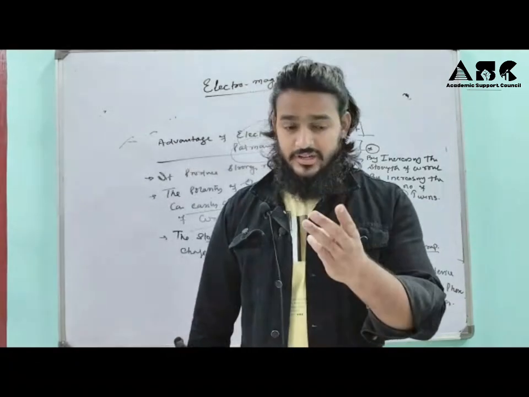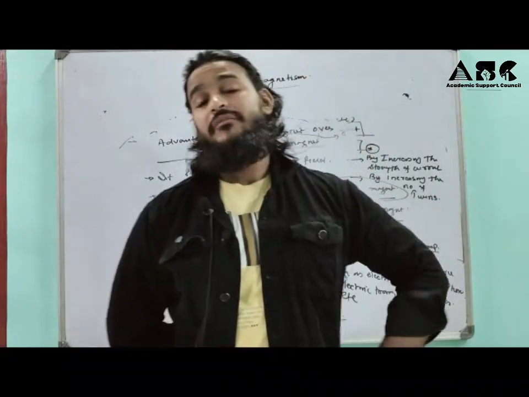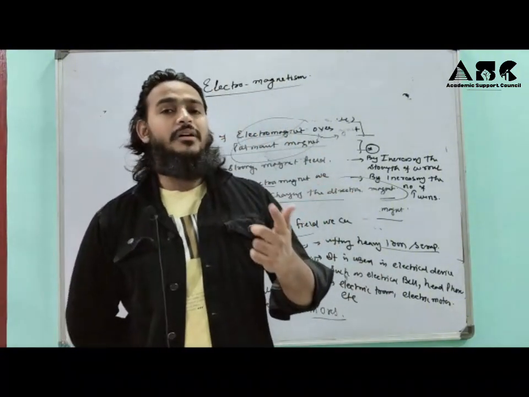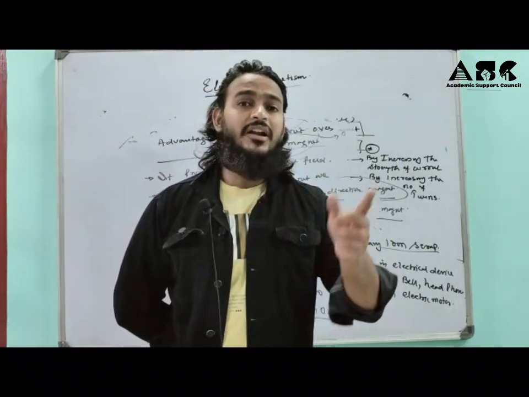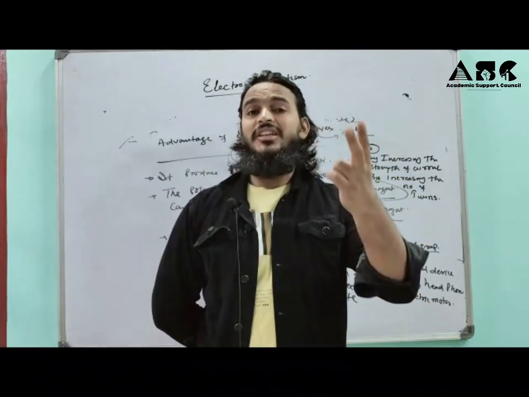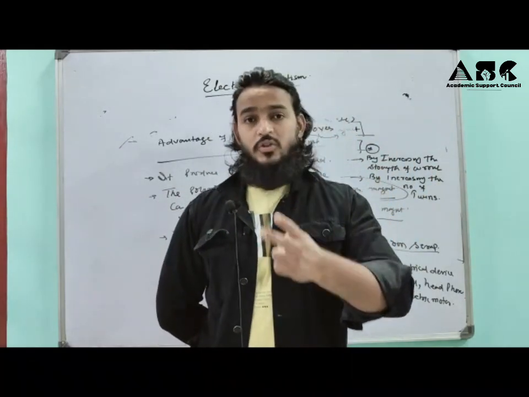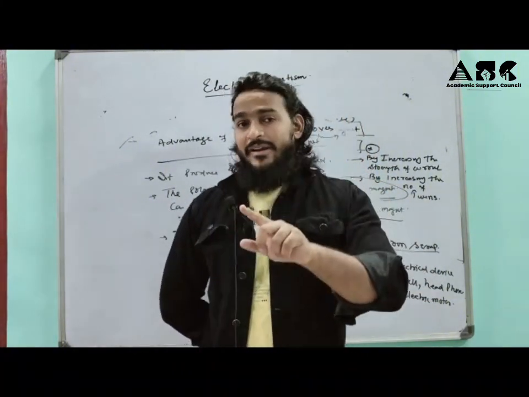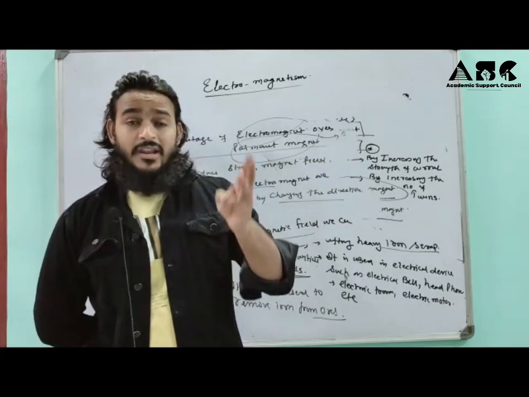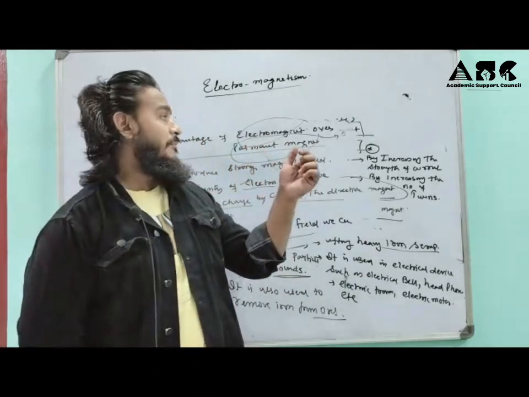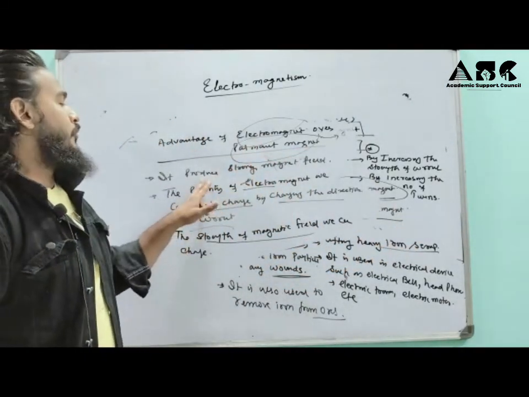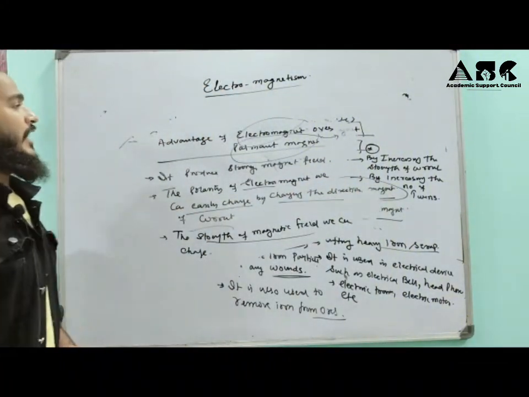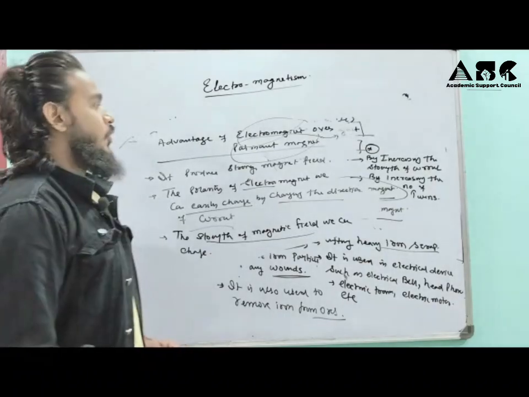So what are the three important advantages of electromagnet, meaning why do we use electromagnet instead of permanent magnet? Number one, the polarity of the electromagnet we can change by changing the direction of the current. Number two, we can change the strength of the electromagnet by changing the strength of the current, but in the permanent magnet we cannot change the strength. Number three, electromagnets produce a very strong magnetic field in comparison with permanent magnets. These are the advantages of electromagnet over the permanent magnet.